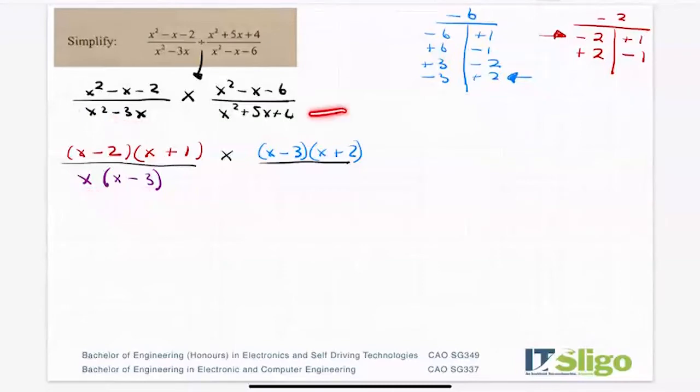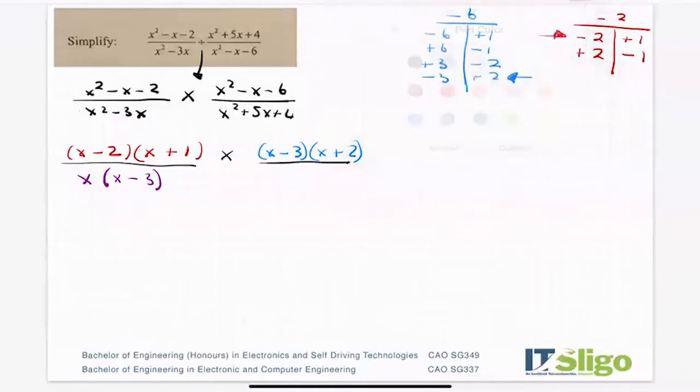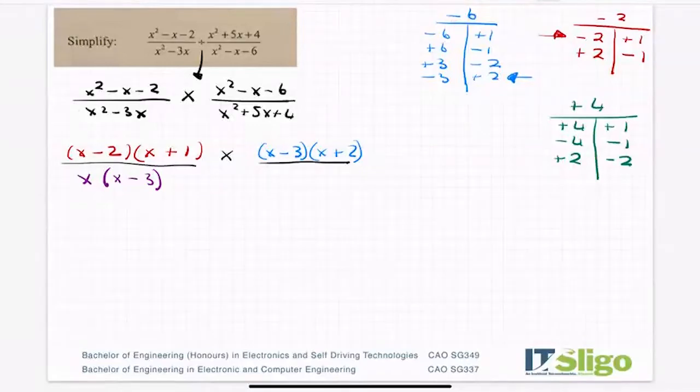Okay, now the last one then is this one. So again, let's change color. We'll go for a dark green. So down the bottom is the plus 4. Okay, so factors of plus 4 is plus 1, plus 4 by plus 1, minus 4 by minus 1, plus 2 by minus 2.